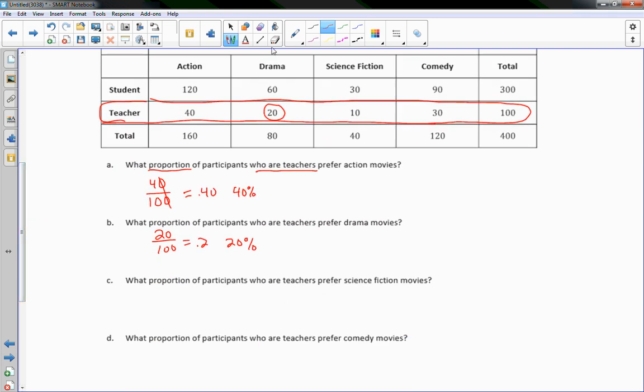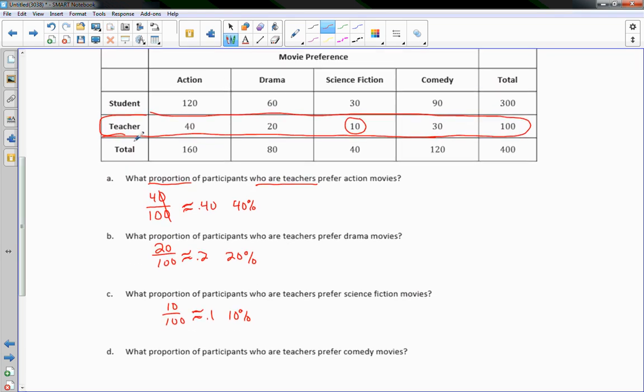Okay. And then I'm going to move this to what we're going to talk about next. What proportion of participants who are teachers prefer science fiction? Well, science fiction is right here, so teachers who prefer science fiction, the answer is 10 out of that same total of teachers, which is 100, and that equals 0.1 or 10%. And I shouldn't use equal signs, I suppose. It's still an approximation because it is a survey, and you would say approximately if this was going to be representative of the population. You don't want to say it's exactly going to happen. You say it probably should be close to this, so we use an approximation.